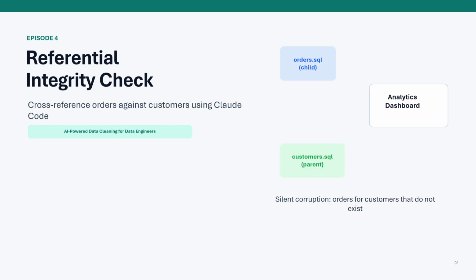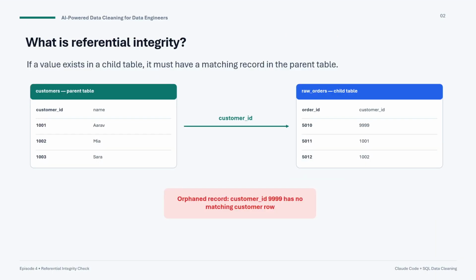Today we'll be using Claude Code to identify these hidden problems before they impact downstream reporting. So let's start with the basics. Referential integrity means that every value in a child table must have a matching record in the parent table.